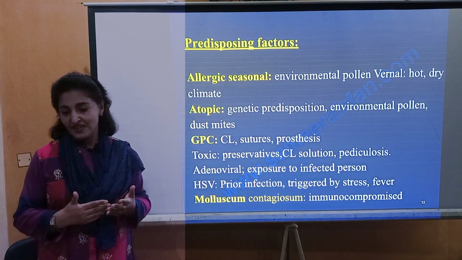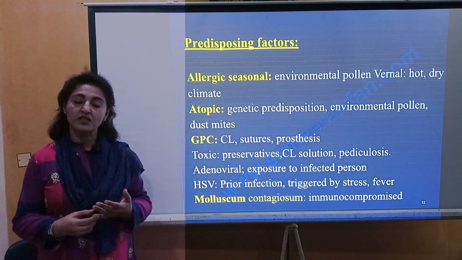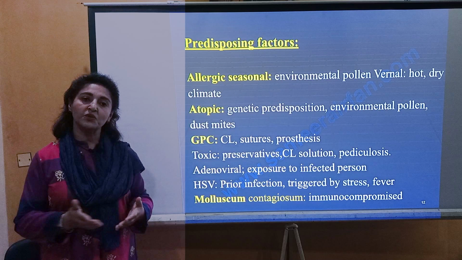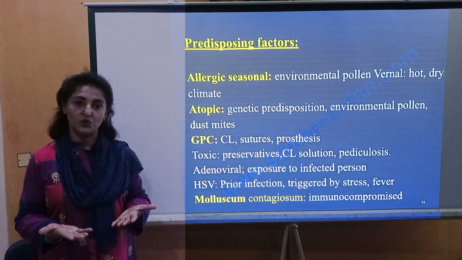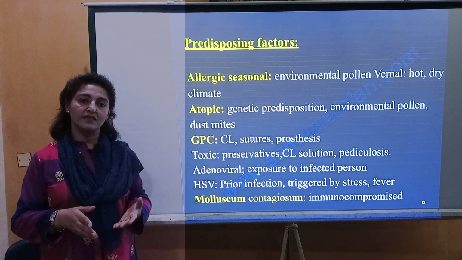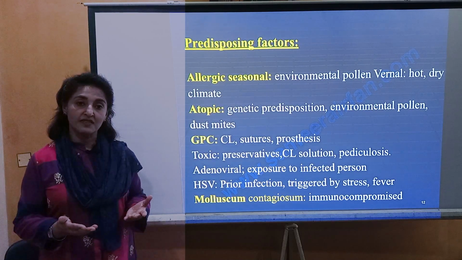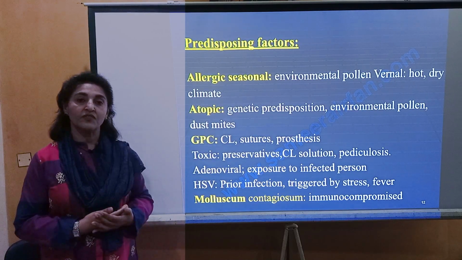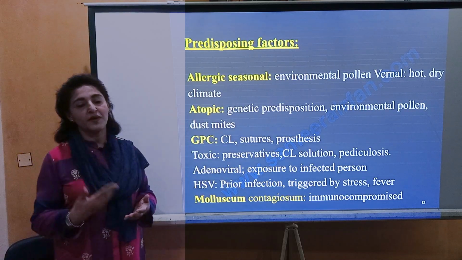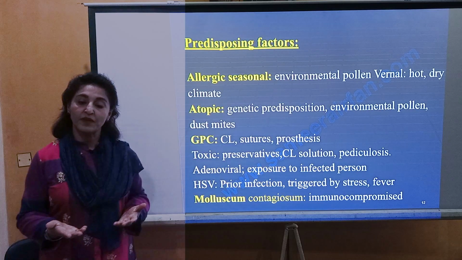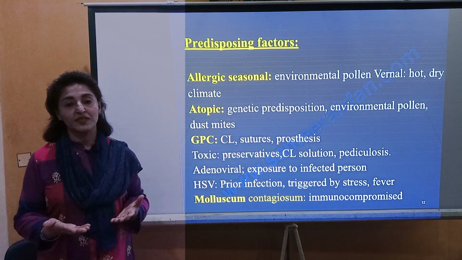For vernal conjunctivitis, it's those children who live in hot, dry climates. As soon as the winter season starts, the conjunctivitis gets better and better controlled. But as soon as the summer or the spring starts and there's a lot of pollen, and dust and humidity, the flare-ups occur. So these children have to be protected. It's better that they stay in cold places, or they don't play outdoors during the hot weather.